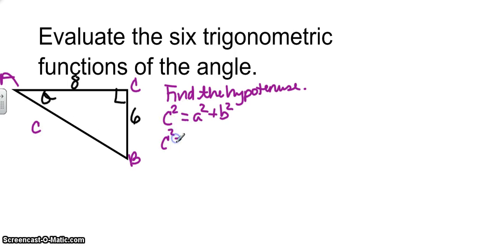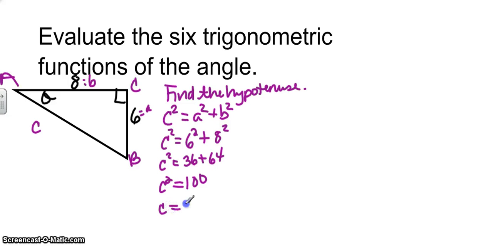C squared is equal to A squared, which is 6 squared. Small a is always opposite angle A, so this would be A. This would be B, and then opposite angle C would be little c. So 6 squared plus 8 squared. So C squared is equal to 36 plus 64. C squared would be 100, which means C would have to be 10.